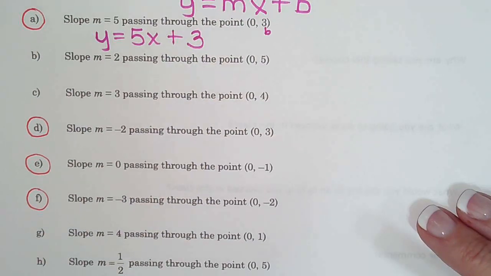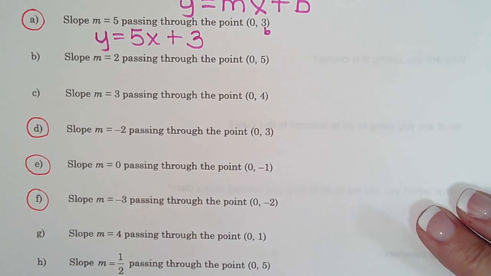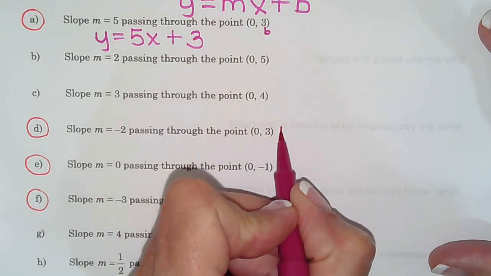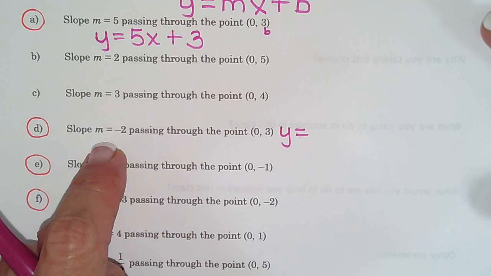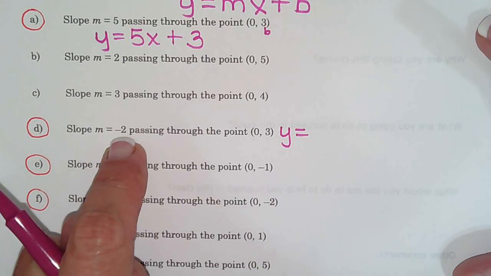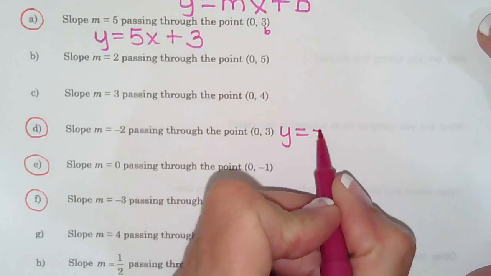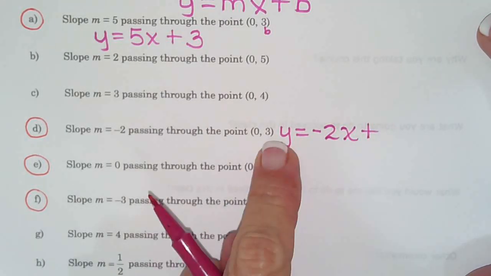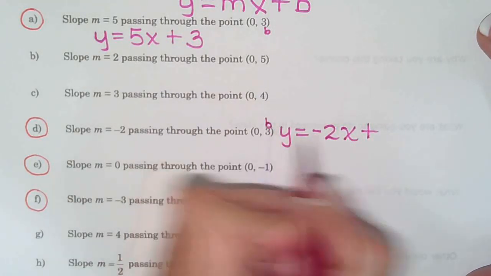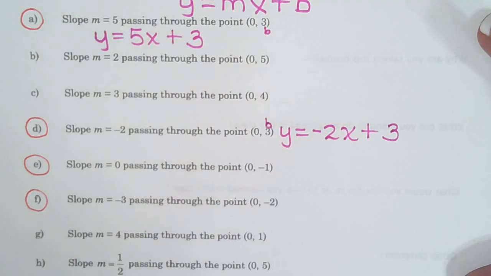Of course, I could just fill up a whole test with those, right? Not, but you will have one for sure, maybe two. So y equals m is negative 2x plus our b is 3 again. So same kind of problem, just this time we had a negative slope.